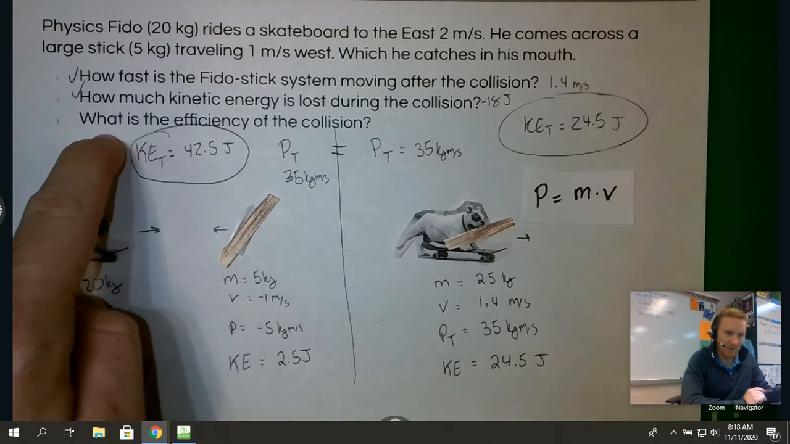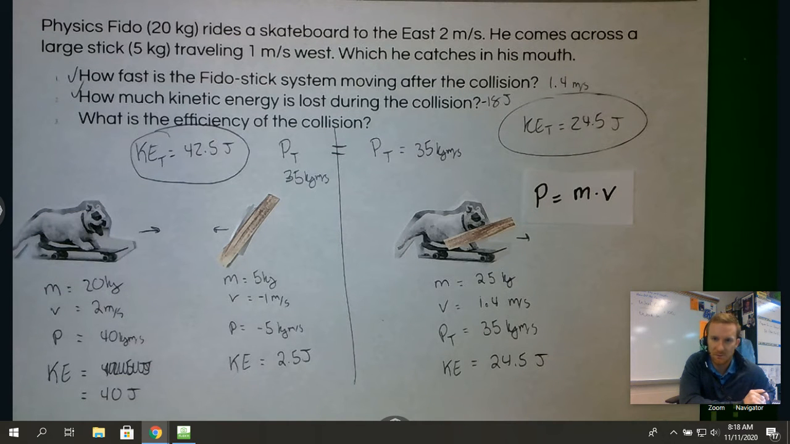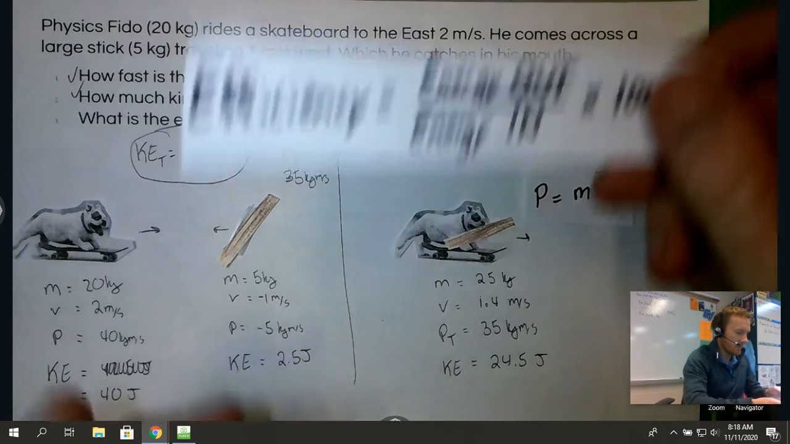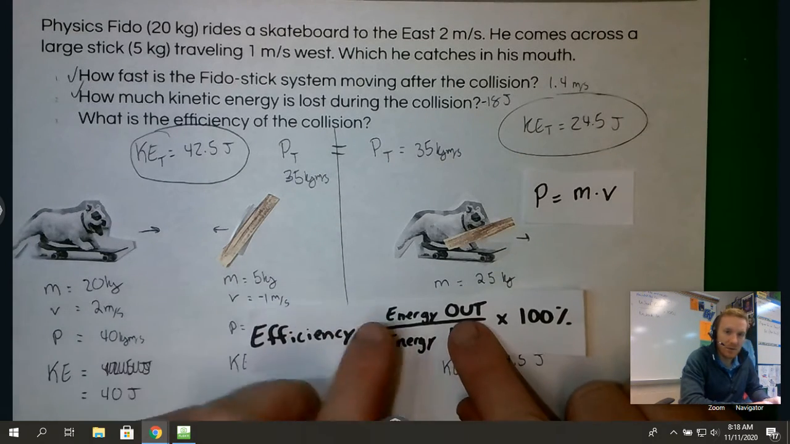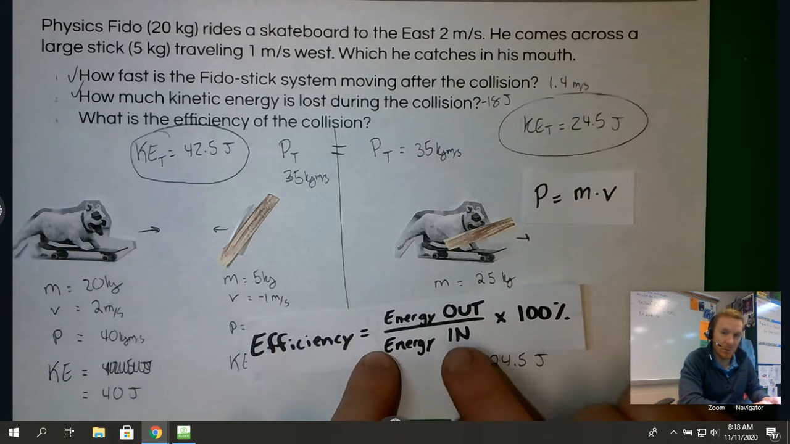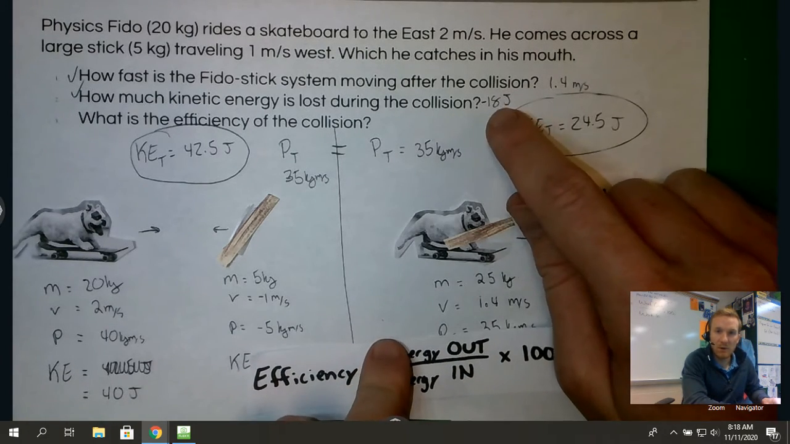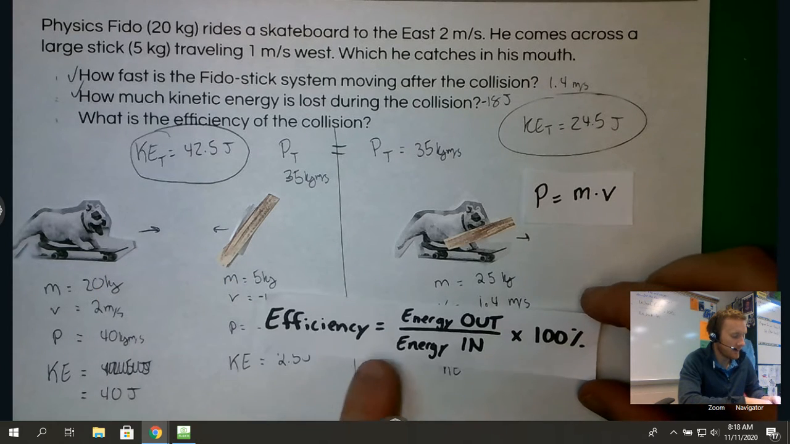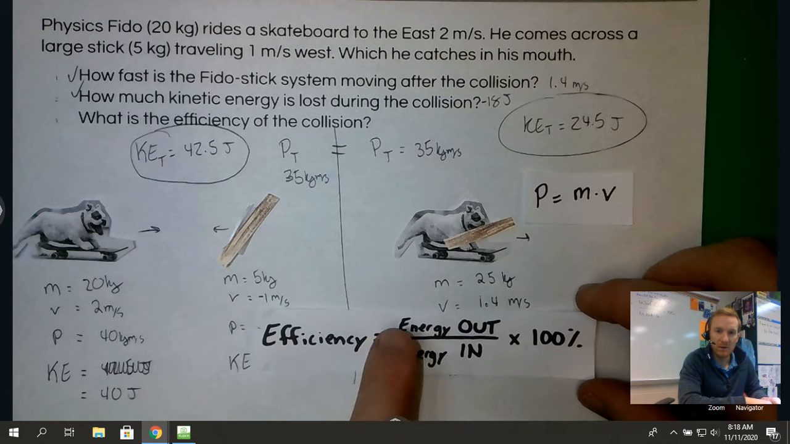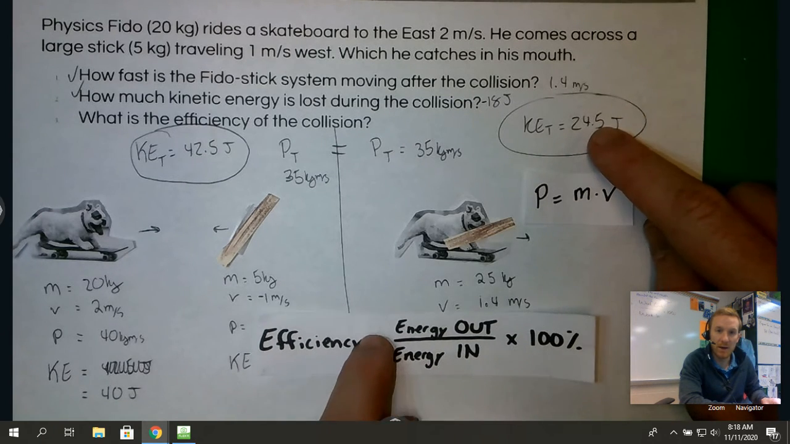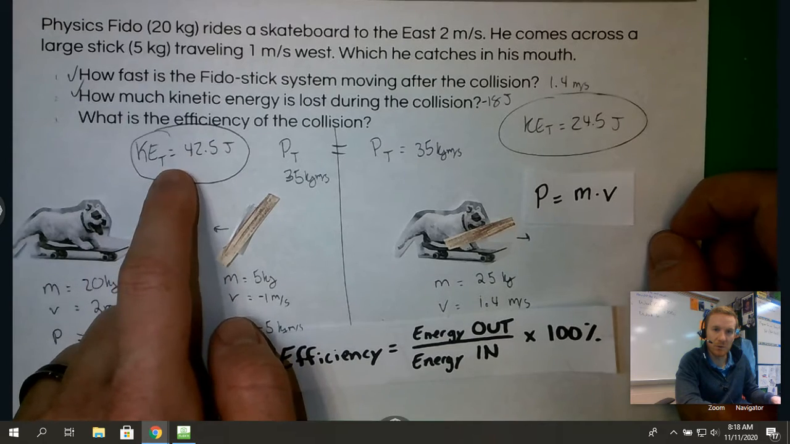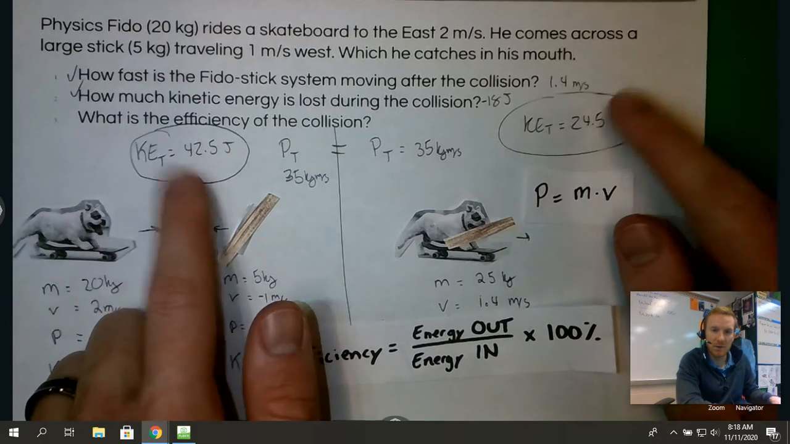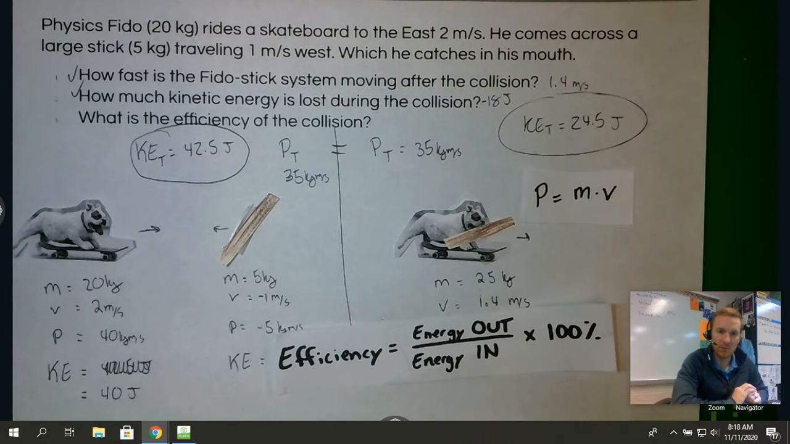All right. The last question is, what is the efficiency of this collision? This is kind of a weird question, but it means basically the same thing that we've always referred to as efficiency: what is the energy that we're getting out of the system versus the energy that we're putting into the system? We know that we lost some kinetic energy, so that tells us that we don't have a 100% efficient system. We're losing energy in some case. To figure out the efficiency, we'll take the energy that we got out, which is 24.5, versus the energy that we put in, which is 42.5. Then we divide those two numbers and finally multiply by 100% to get a full percentage.